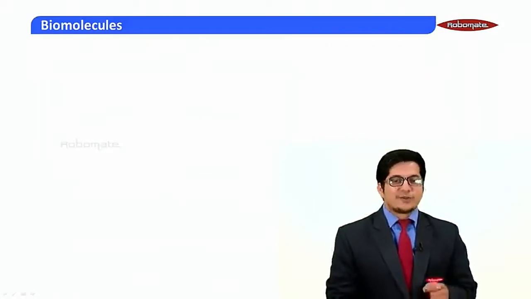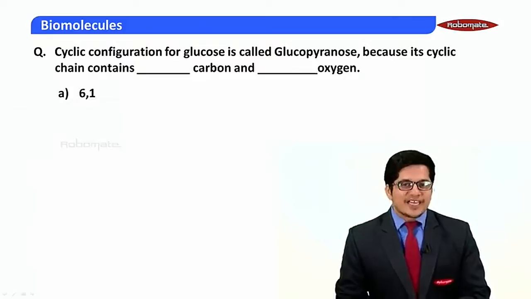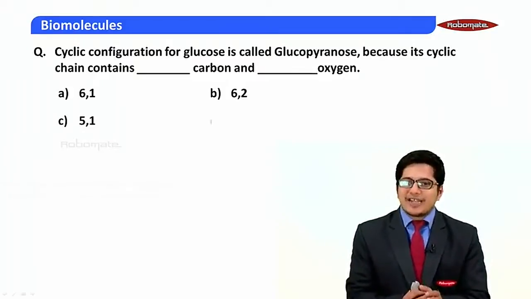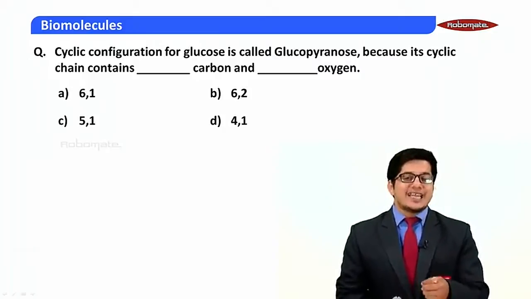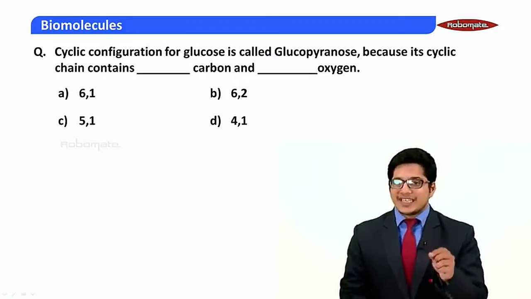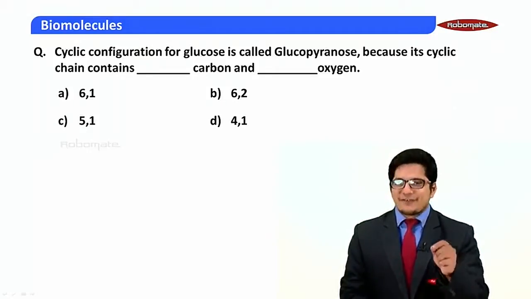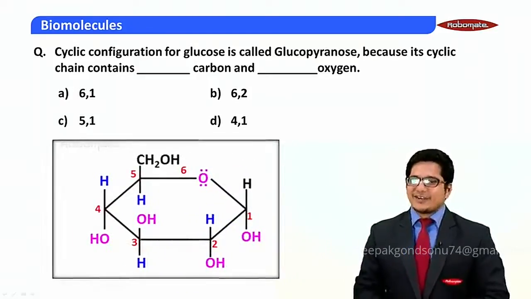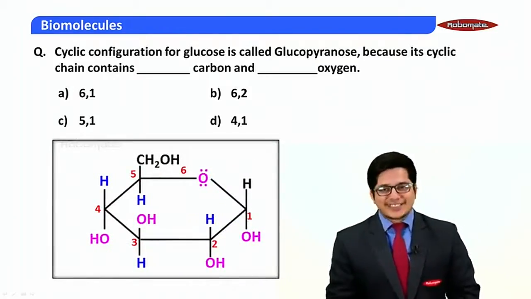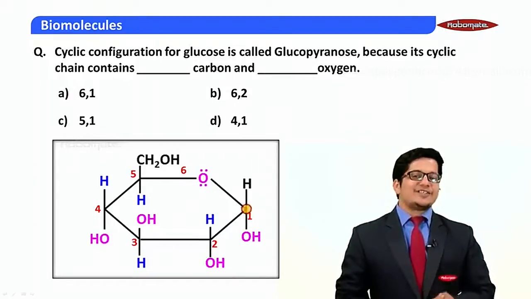Let's move further towards the third question, which states cyclic configuration of glucose is called glucopyranose because its cyclic chain consists of dash carbons and dash oxygen. So let's first of all find the glucopyranose ring. Does it look something like this? Yes. In this, let's see how many carbons are there in the chain.